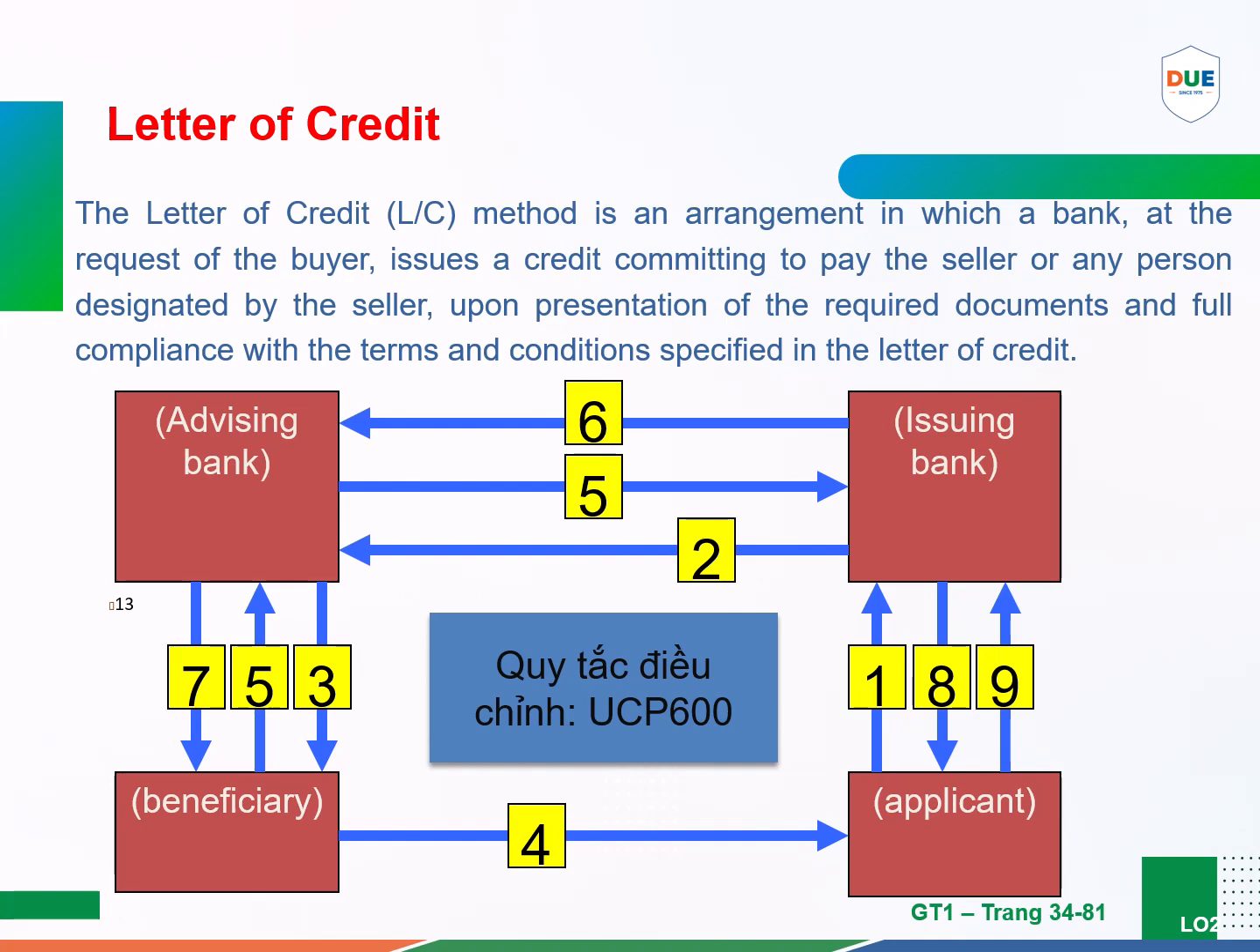The issuing bank carefully examines the documents based on the terms of the letter of credit and UCP 600 rules. The bank does not inspect the actual goods, but verifies whether the documents comply.